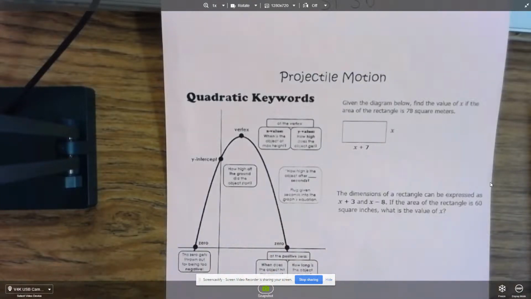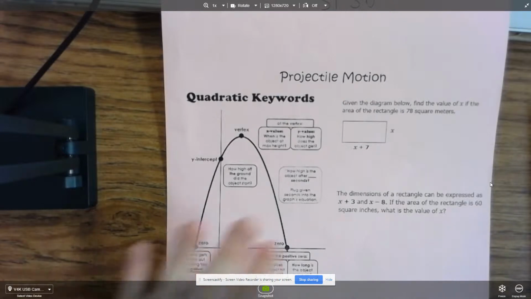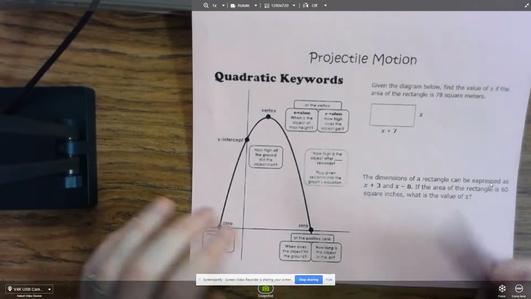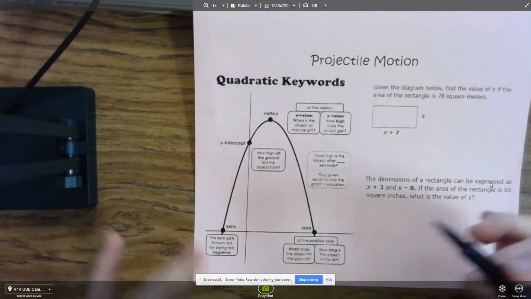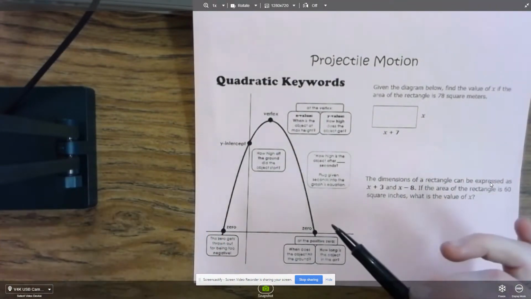Okay, this video is for projectile motion and for quadratic equation area problems. Projectile motion can be represented using one of these parabolas. So here's kind of what the different pieces of the parabola mean.